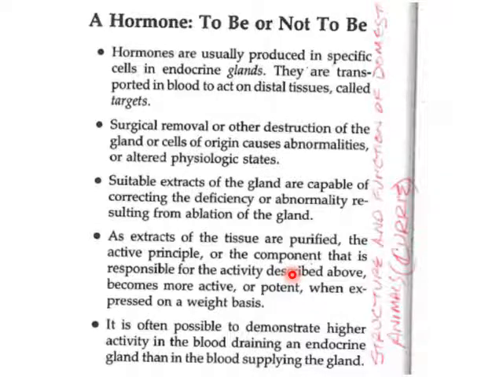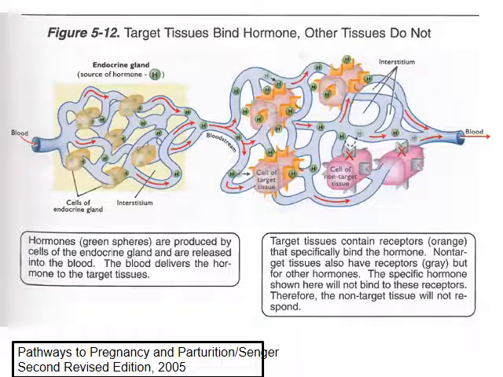Often there is possibly higher activity in the blood draining an endocrine gland than supplying it. So you know that the secretion happens at that particular gland. Here's an illustration of all that. We have hormone production areas. We have a capillary bed here. We have specific hormones being produced, the H. We're going to flow through. This may be a portal system, but more likely this is the vein coming back.